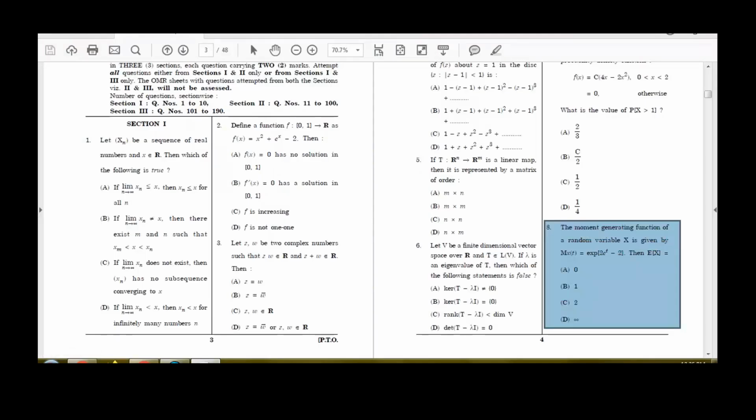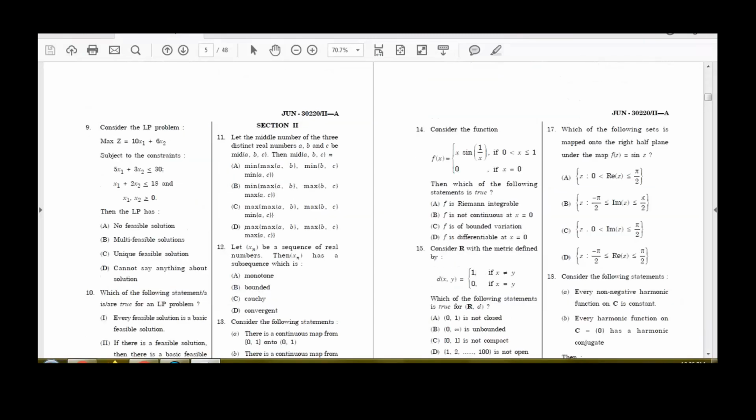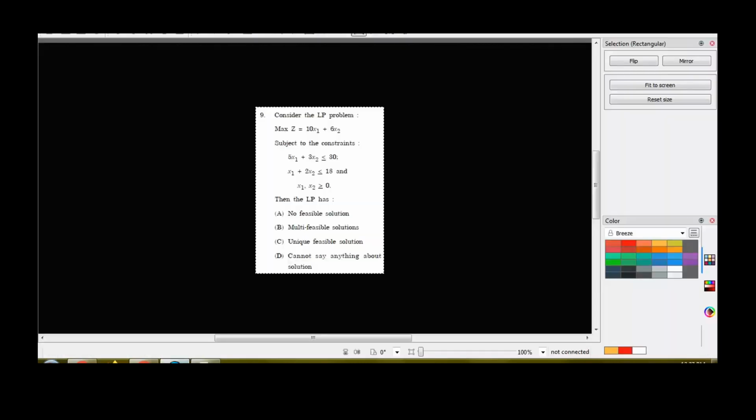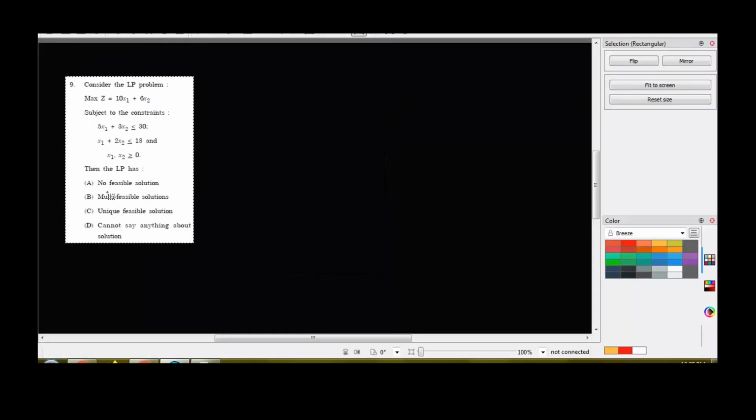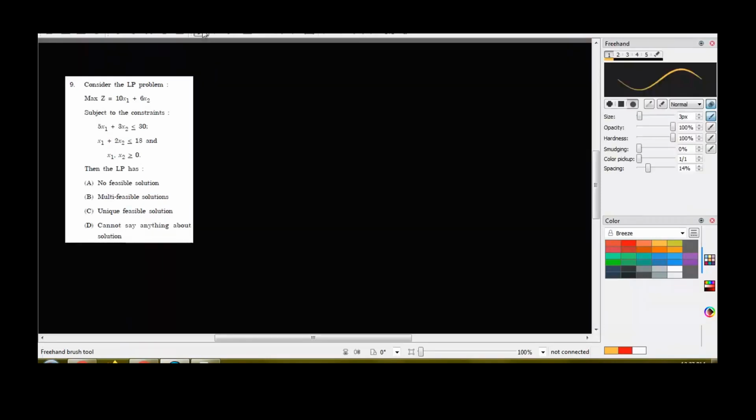Let's proceed to question number 9. Question number 9 is a question based on MPP. So in this case, we have a line 5x1 plus 3x2 less than or equal to 30, and the next line is x1 plus 2x2 less than or equal to 18 as a part of the constraint. Z equal to 10x1 plus 6x2 is to be maximized.